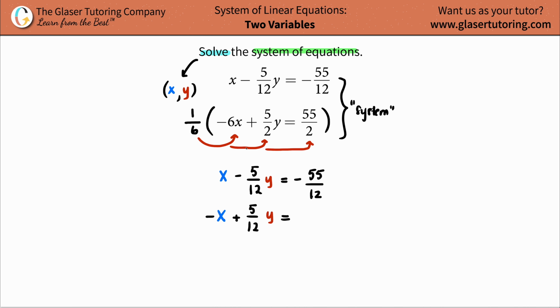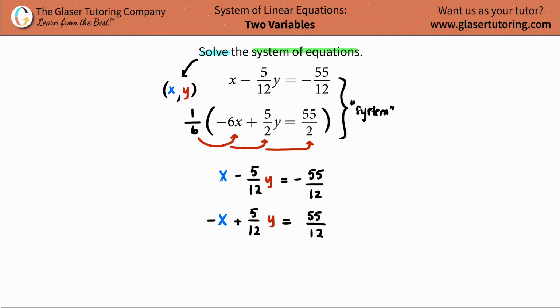And now, let's see, here we have 1/6 times 55/2. So 1 times 55 is just 55. 6 times 2 is 12. And it's a positive value. This was positive. So we have our two formulas. Okay. Now, let's try to eliminate one of them.